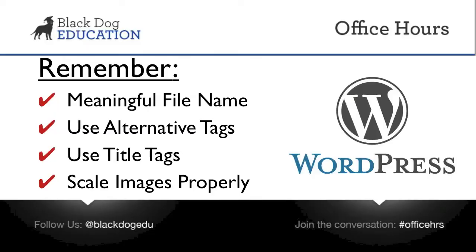So again, the 4 things that we talked about to help out your search engine optimization: make sure that you give your image files a meaningful name, make sure that you use alt tags, make sure that you use title tags, and make sure that you scale the image properly. Don't try to put a 15-foot wide image onto a web page. Scale it. It's going to make your pages load faster, and it's going to look a lot better.